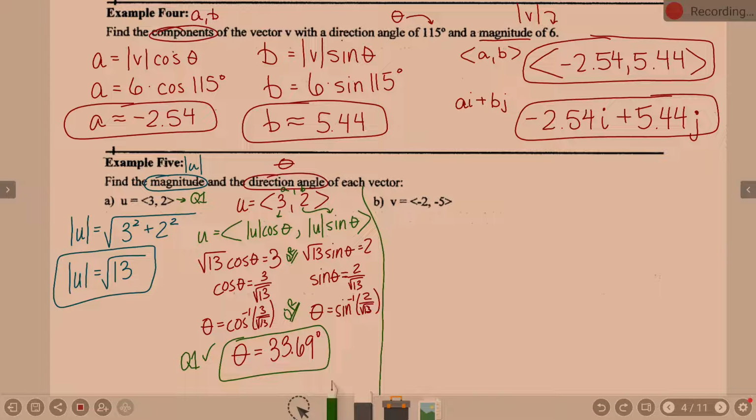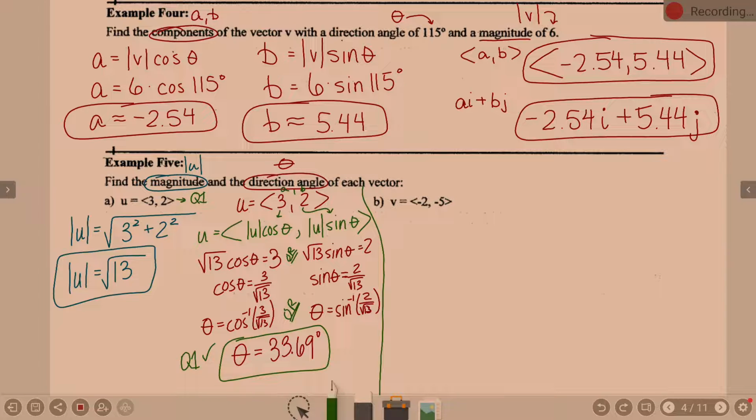Questions? Go ahead, yeah. The direction angle, it's like the angle that it makes with the axis, or like with the origin? With the x-axis. Okay.